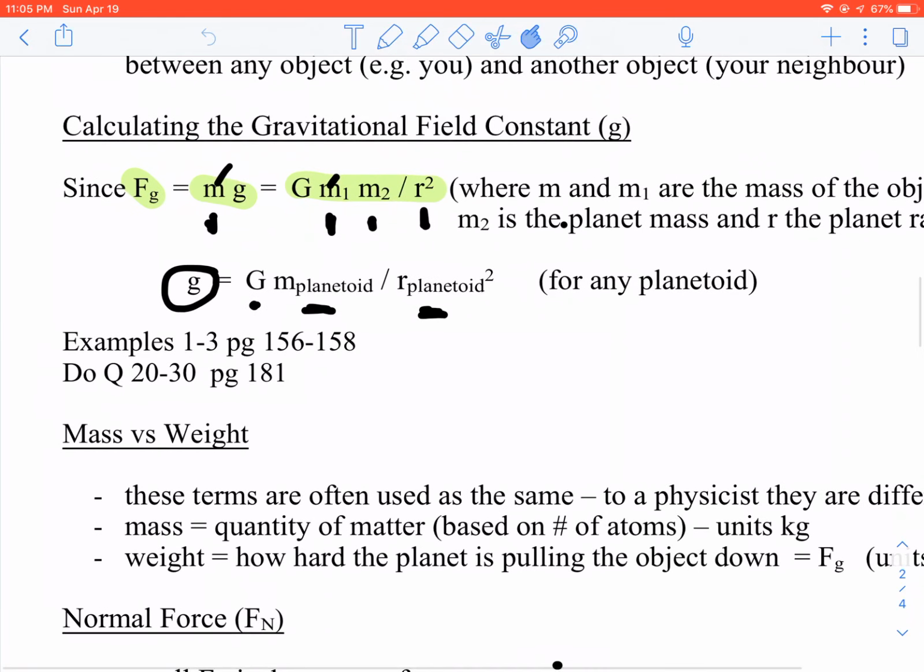I'm going to leave you with these questions here on page 181 to work on using Fg equals mg and/or using Fg equals Gm1m2 over r squared. Or maybe it might be asking you to calculate a value for little g. And again, notice to calculate little g, just take the two formulas that we have for Fg, mg and Gm1m2 over r squared, and cancel the m's out on both sides.